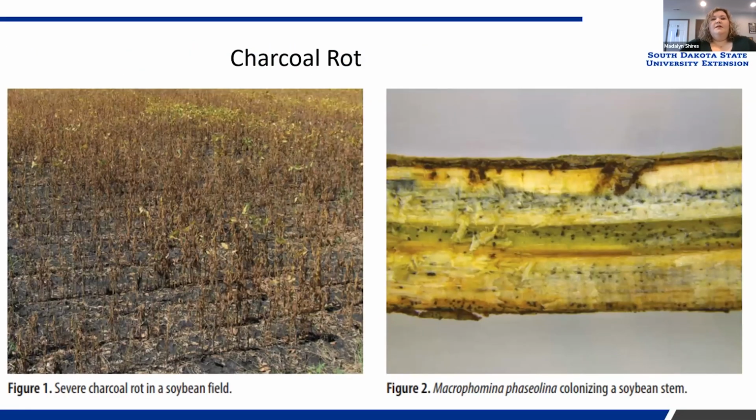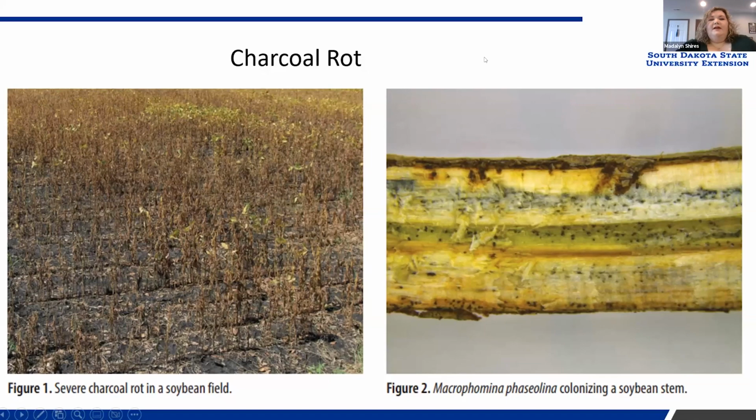Okay, so now we are done with the SCN portion of this talk. I am going to start into some of the other diseases that we do see from year to year. The first one of those is charcoal rot. We do see this at low levels most every year. This is a severe infection in, I believe it was Indiana, from a couple of years ago.